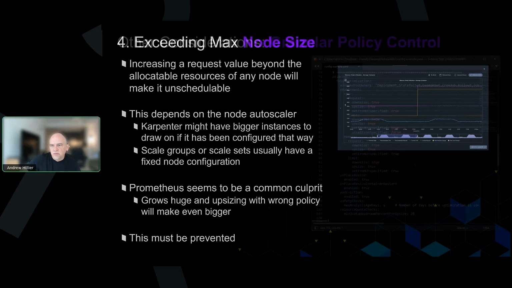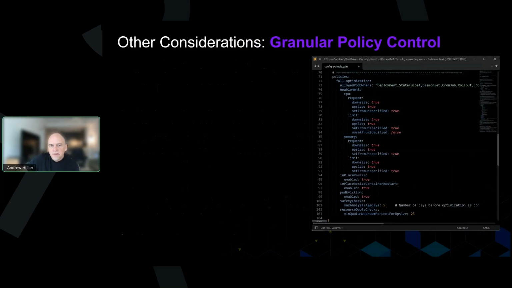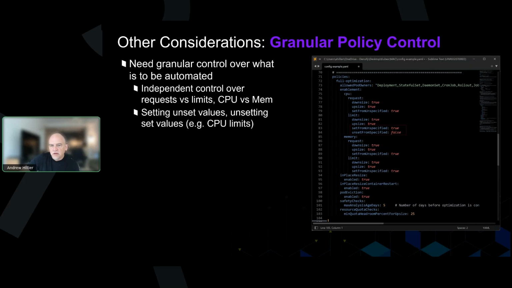I want to cover some other considerations very quickly. As I mentioned earlier, it's important to have really granular policy control. Do I upsize and downsize memory limits? We usually like people to start by not downsizing limits at all. Don't bother. Just upsize them if they need to be bigger. It's still safer. But this one I've highlighted is interesting because we can also set things that don't have values, which is quite important. You might want to make sure you have memory limits on everything. Or we can unset things that are set.